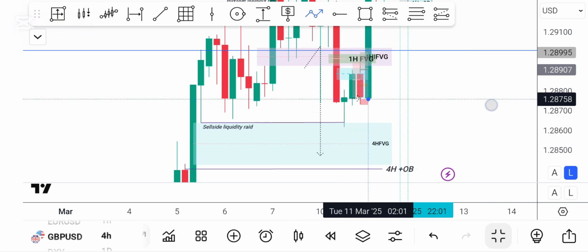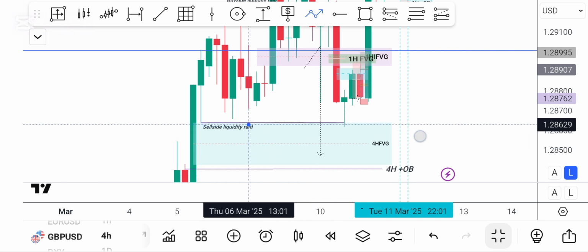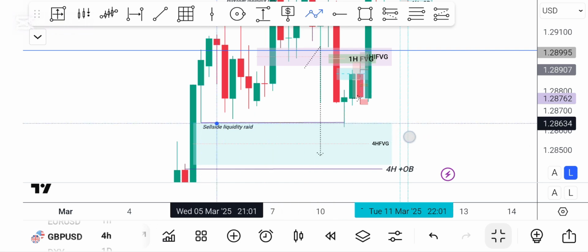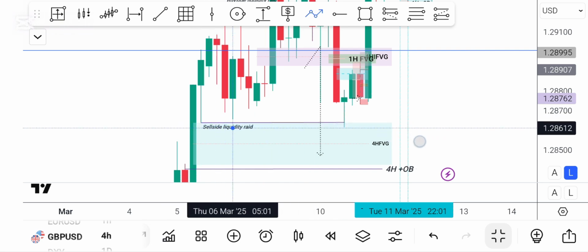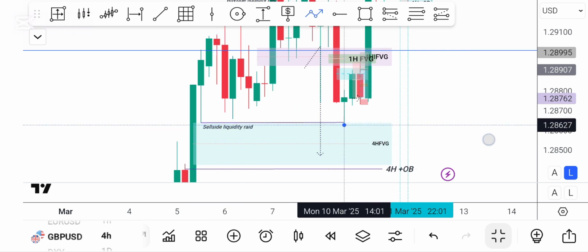So what happened is that when the market opened, it traded right down here. Okay, and I said that it was going to attack the liquidity that is resting below here, this sell side liquidity. You see, it raided that sell side liquidity with this drop right here, and then traded into the upper quadrant of this 4-hour fair value gap, and then we saw the market take off from there aggressively.